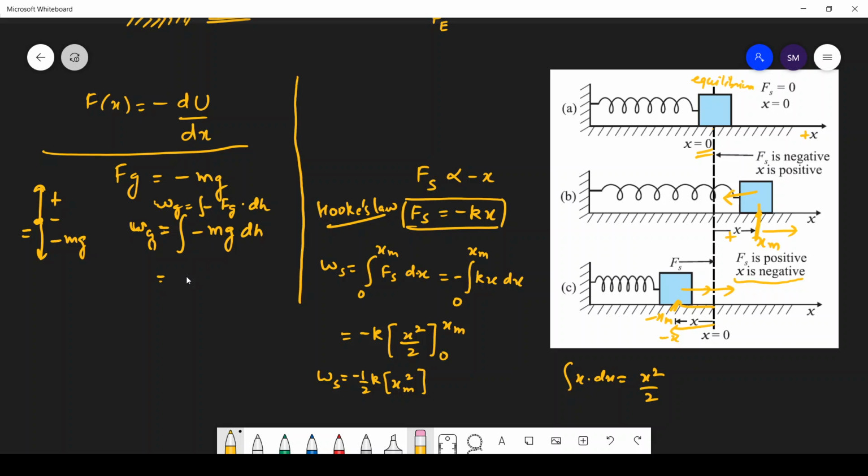So m and g are constant, they will come outside, and then you have the integration of h. You have taken it to the height, suppose the body 0 to h. Okay, so this is dh, sorry. So you have taken the limits 0 to h here. So minus mg, and integration of dh is h, from 0 to h, and this comes out to be minus mgh. So that's your work done by the gravitational force in raising this by the height h.